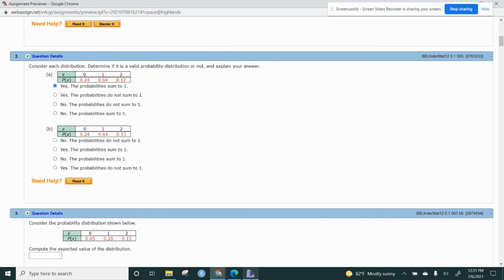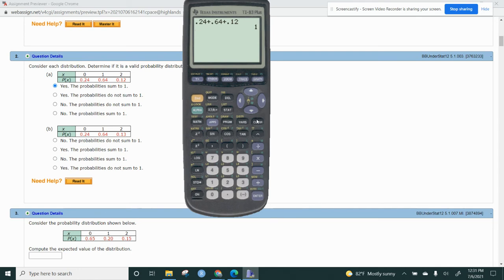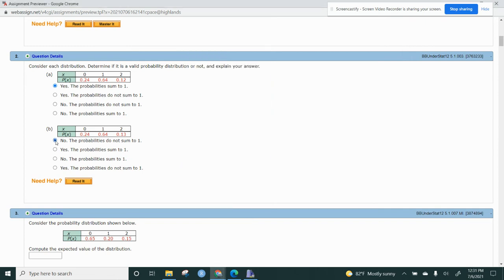So let's do part B. Now I'm going to do 0.24 plus 0.64 plus 0.13. And what I get is 1.01, and that cannot be a probability distribution because remember, probabilities have to add up to 1. So I'm going to say no because it doesn't add up to 1.